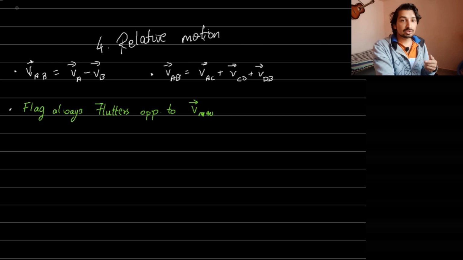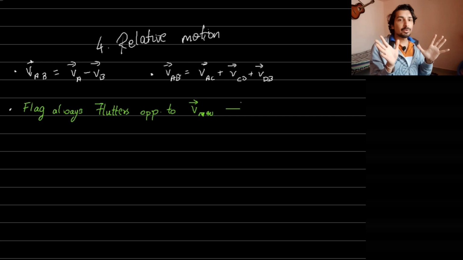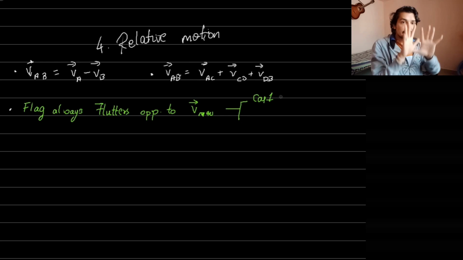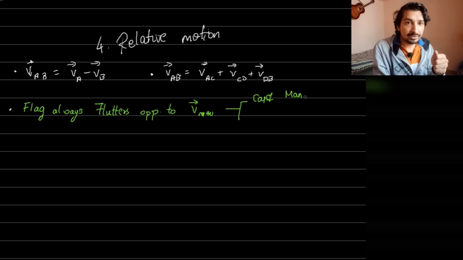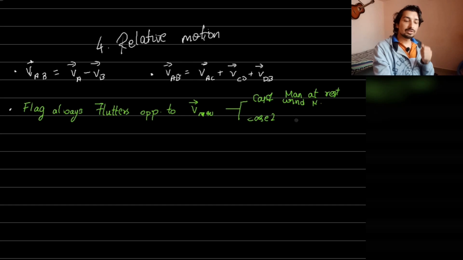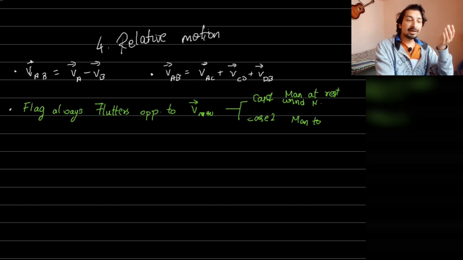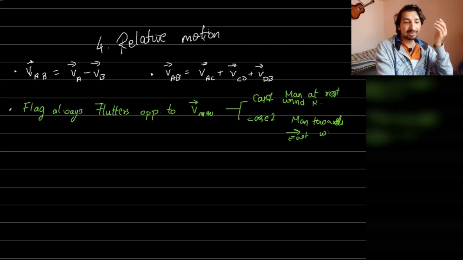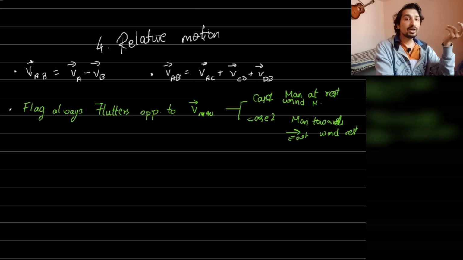So if the wind is stationary, there is no proper wind. Air is stationary. But if I move front, the flag goes back. So flag flutters in the direction opposite to that of man's velocity with respect to wind. And if man is at rest, wind is at north, then the flag will be at north. And if man is towards east, wind is at rest, then the flag will flutter towards the west.